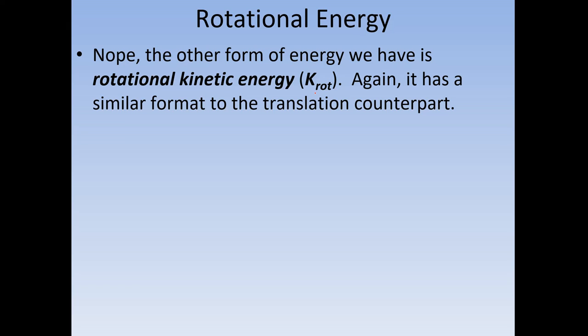The format is actually very similar to the translational version. So if you recall, the kinetic energy for translational, when it's moving side to side, is 1/2 mv squared. So like I've said before, m turns into I, v turns into omega. So the equation we end up getting is 1/2 I omega squared.